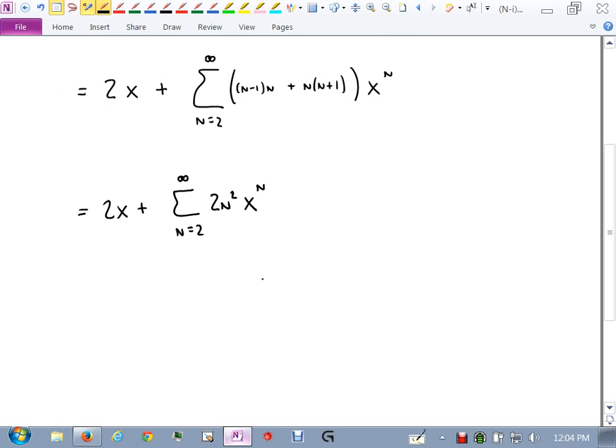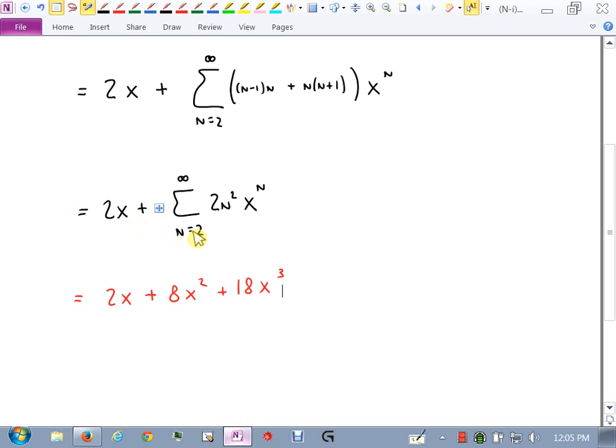I want to show you, because there's still something little you can do here, I think. Watch. This is 2x plus, let n be 2, what do you get? 8x squared. And then let n be 3. Right? 18x cubed. So I guess what I'm getting at is, does this one out here really need to be here or not? Just check this out.